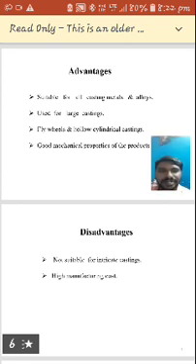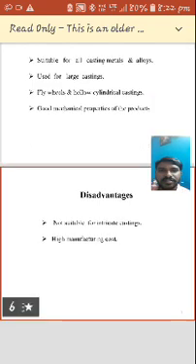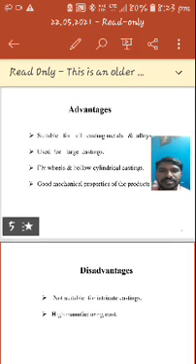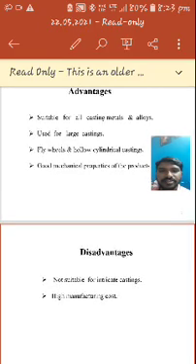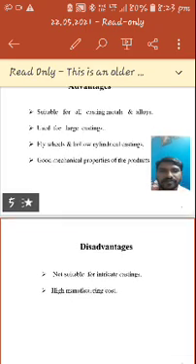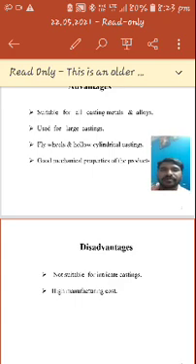We have some advantages. What are the advantages of centrifugal casting? It is suitable for all casting metals, like ferrous and non-ferrous metals, and also for alloys. Alloys means a combination of two or more metals. So there also it is suitable.